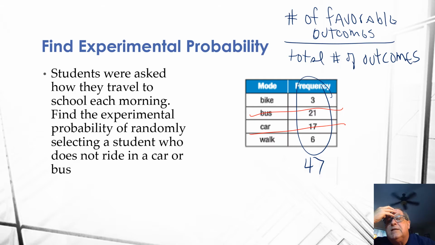So 3 plus 6 is 9. So in this case, our experimental probability is 9 out of 47. Or, let's calculate a percentage on that. 9 divided by 47, 19. I'm going to round that to the nearest full percent, or approximately 19%.